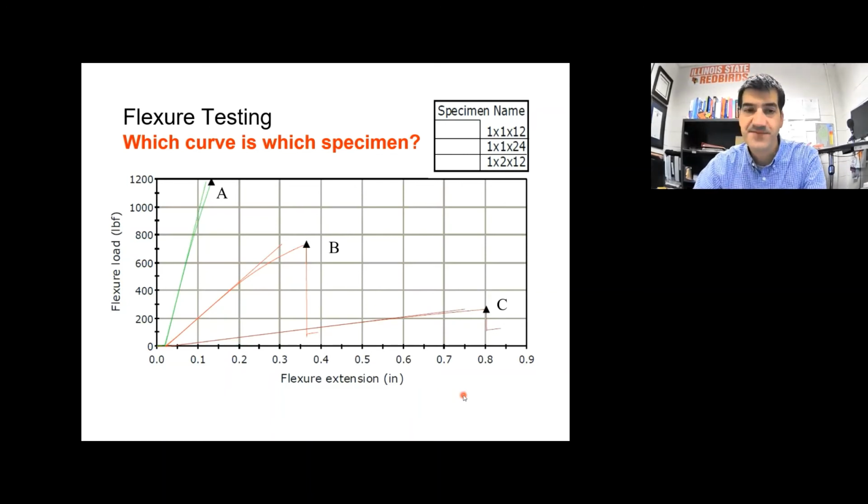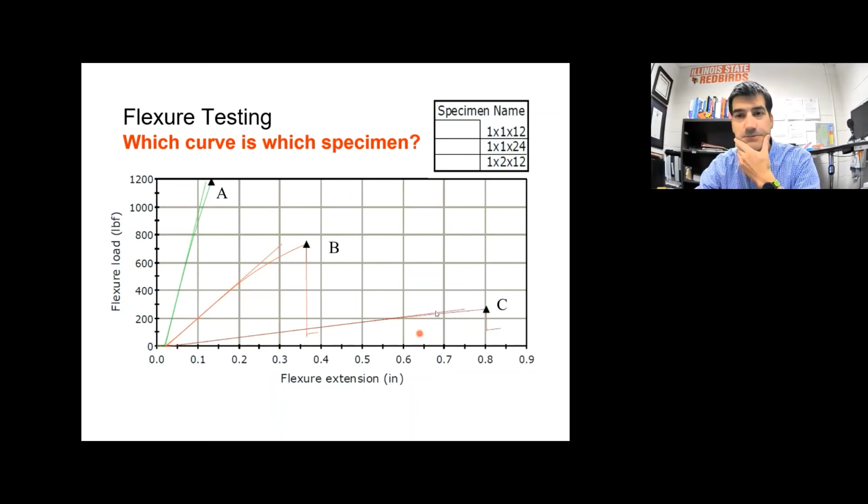All right, so that was a brief aside. So good news, you're not going to be doing any more stress strain curves, at least for lab 8. No stress strain curves for lab 8, just these kind of curves. So the question is, we've got curve A, curve B, and curve C, and we've got 3 specimens, a 1 by 1 by 12, a 1 by 1 by 24, and a 1 by 2 by 12. It doesn't really matter what the units are here. Let's just say they're inches. And we want to pick out which one of these corresponds to each one of these curves.